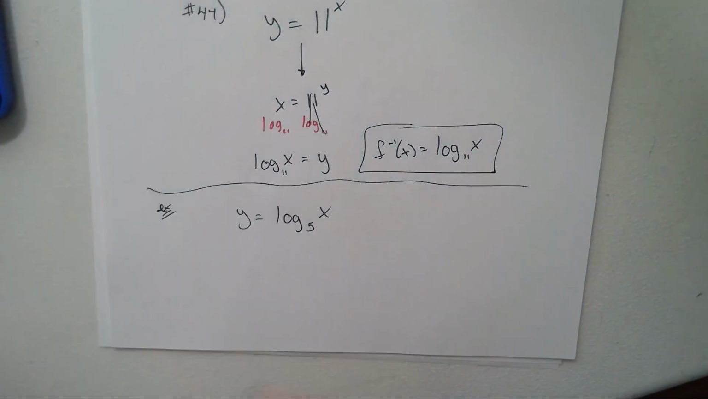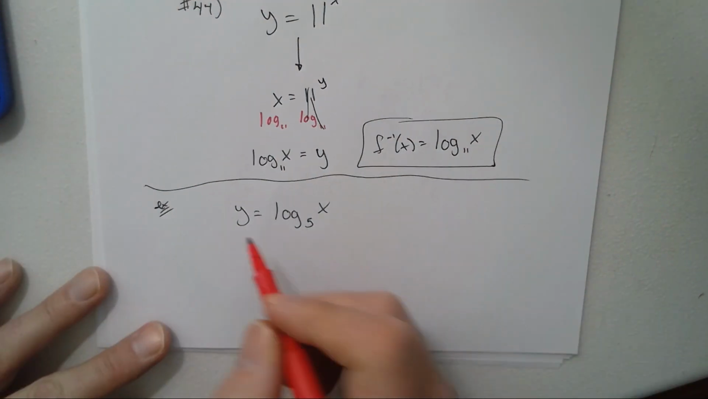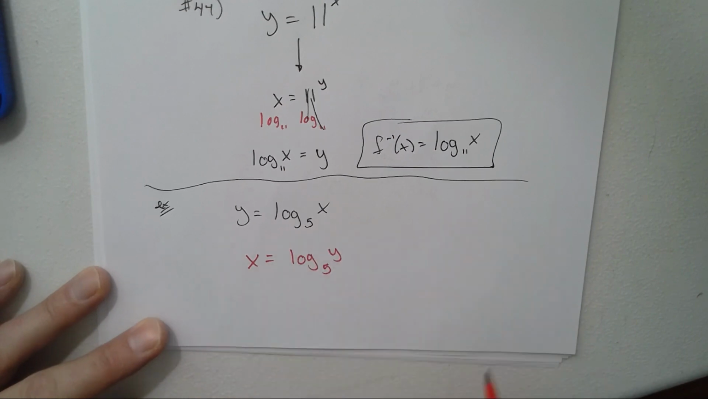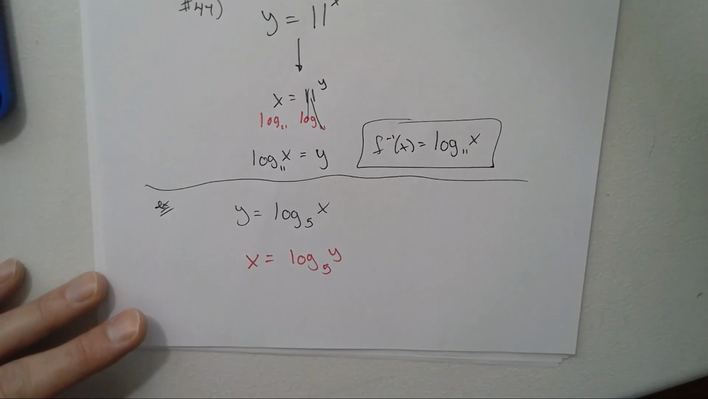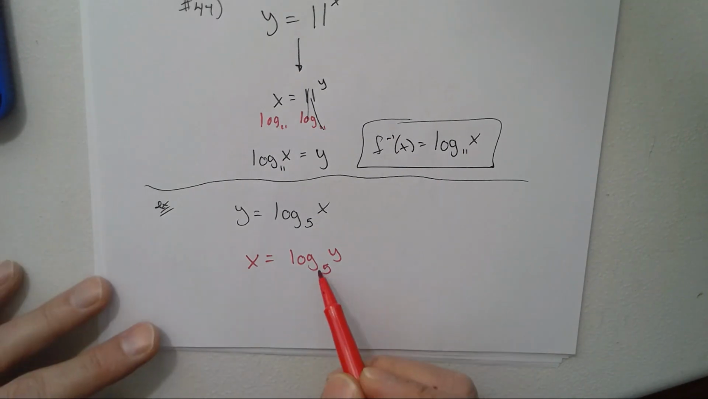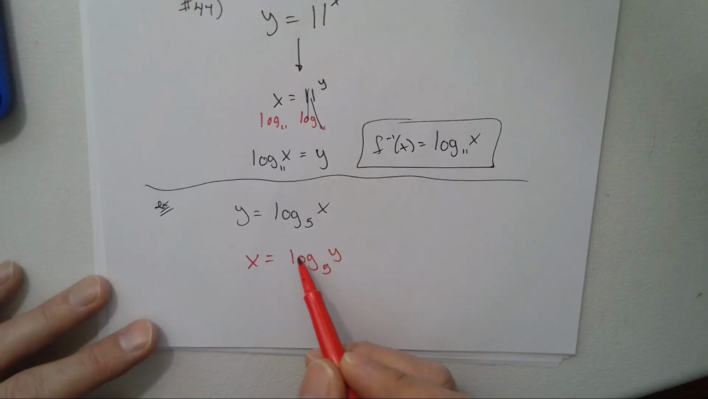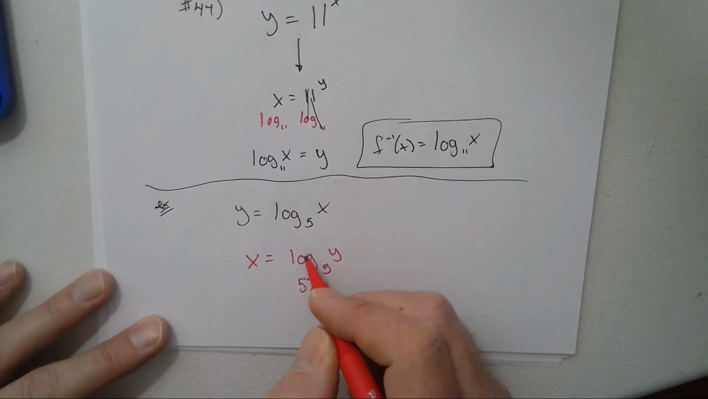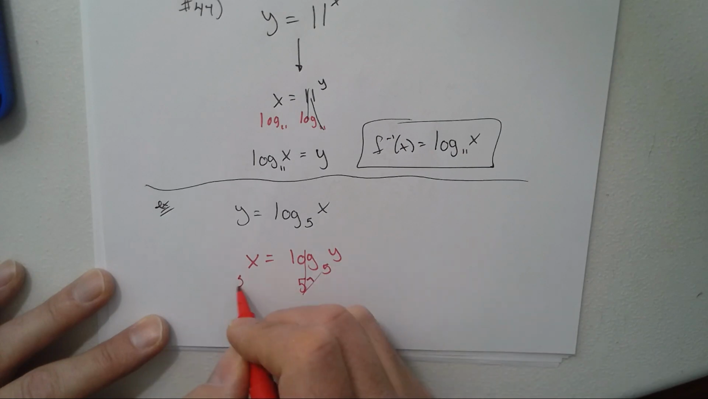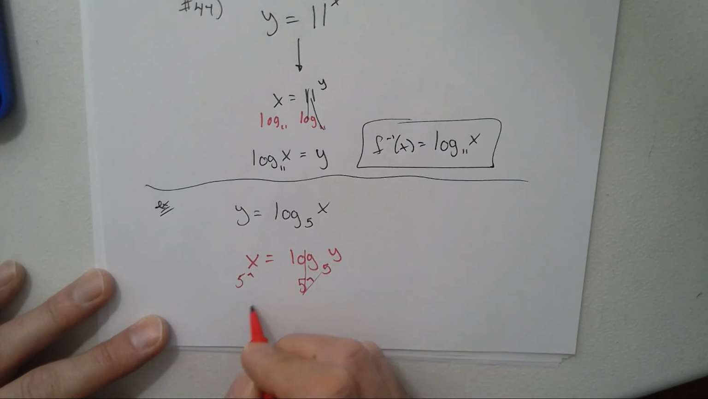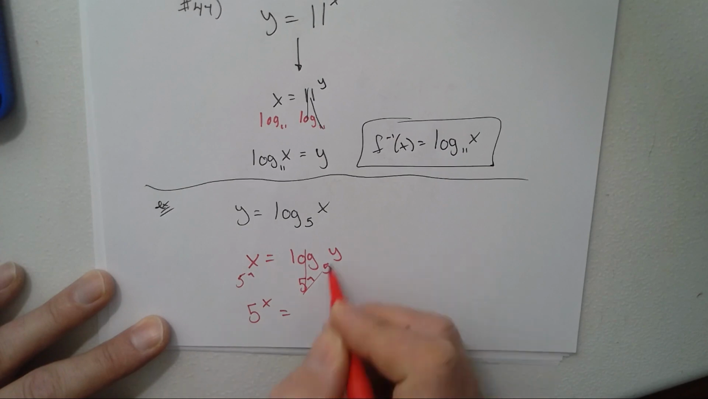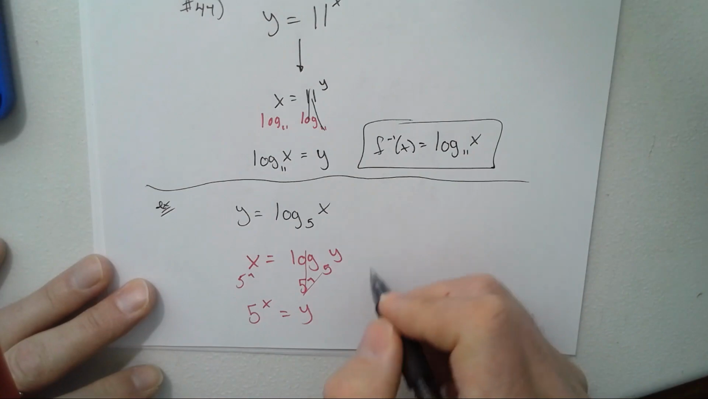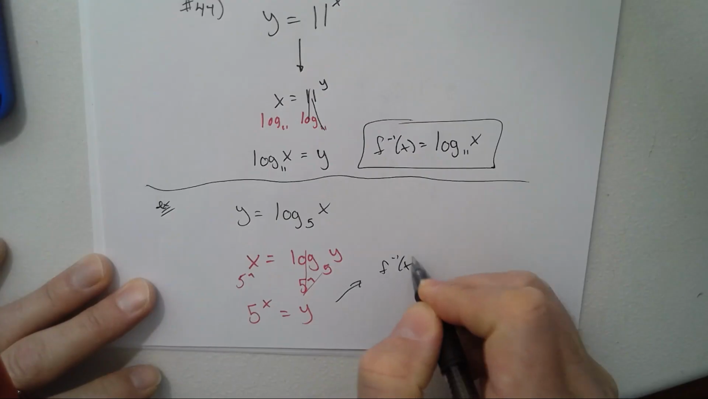We again interchange x and y, so x equals the log of y base 5, and we need to solve for y. So how do I undo log base 5? We do 5 to the power. That'll get rid of that. So 5 to the x equals y. So it's just rewriting it basically. So f inverse of x equals 5 to the x.